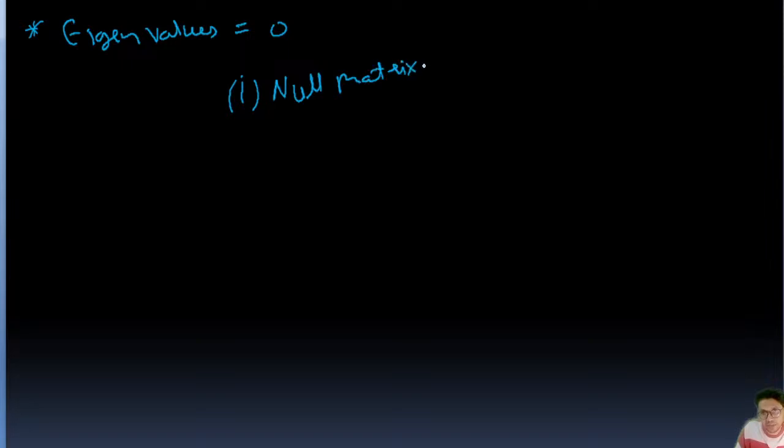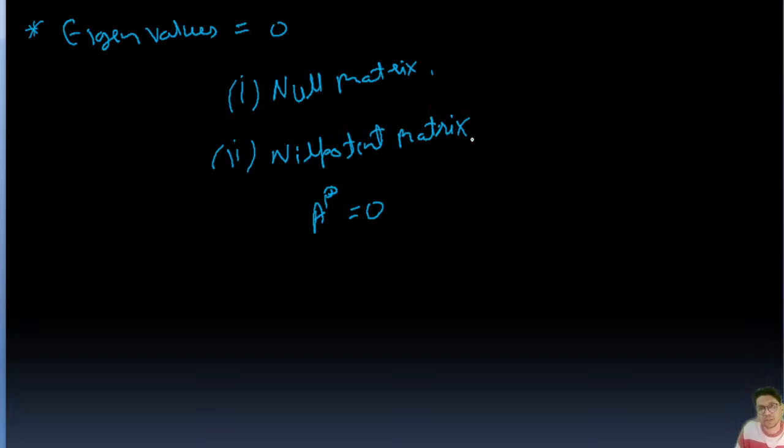Next point, eigenvalues will be equal to 0. For what matrices are the eigenvalues going to be 0? First is the null matrix. If it is a null matrix, then eigenvalues are 0. Second, nilpotent matrix. The definition of a nilpotent matrix is that A to the power p, for some integer p, equals 0. In that case we call it nilpotent. For a nilpotent matrix, eigenvalues are 0.